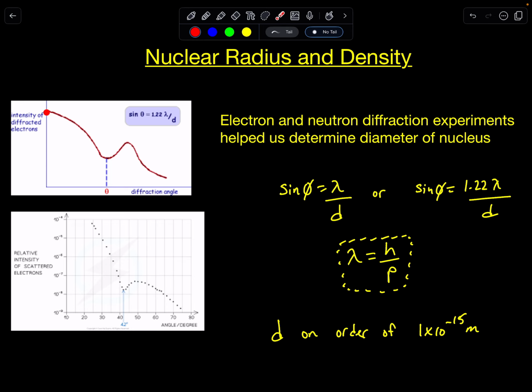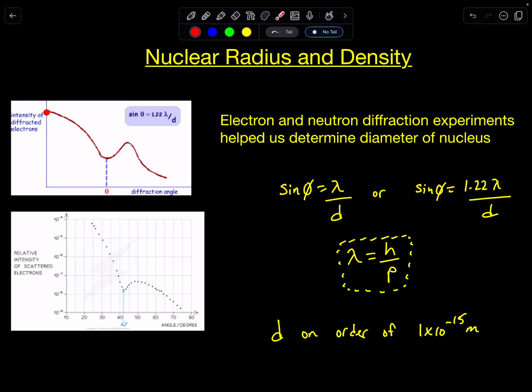So d would be the diameter, and when you do these calculations of diffraction, you would find that the diameter is indeed 1 times 10 to the minus 15 meters. All right, so that's experimental evidence, between Rutherford's alpha particle and these electron and neutron diffraction experiments, for the size of a nucleus of an atom. Now, what can we do with that?